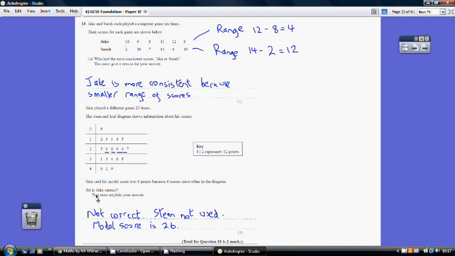Now in part B, where Jake is saying that his modal score was 6 because 6 occurs most often in the diagram, well, he's wrong, but he's along the right lines. What Jake's done, he's spotted.